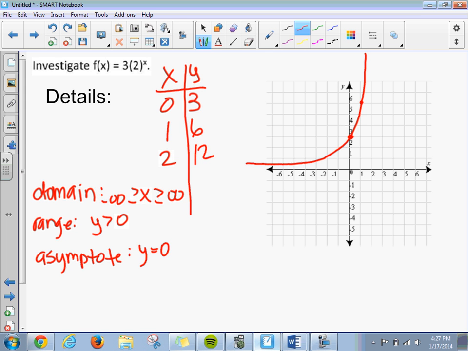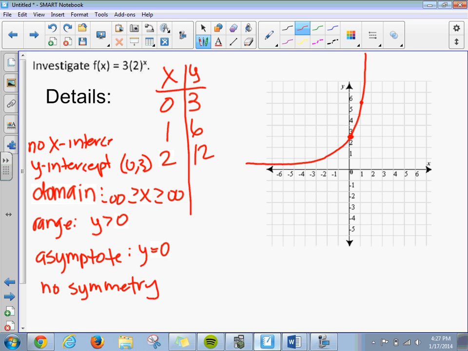We don't have any lines of symmetry. We don't see any symmetry there, so there's no symmetry. We had a y-intercept of 0, 3, but we had no x-intercepts because we know that our y can never be 0. And here we've got tons of details, lots of things we're talking about: the symmetry, the asymptotes, domain and range, our intercepts. All those things are great details that you can use.